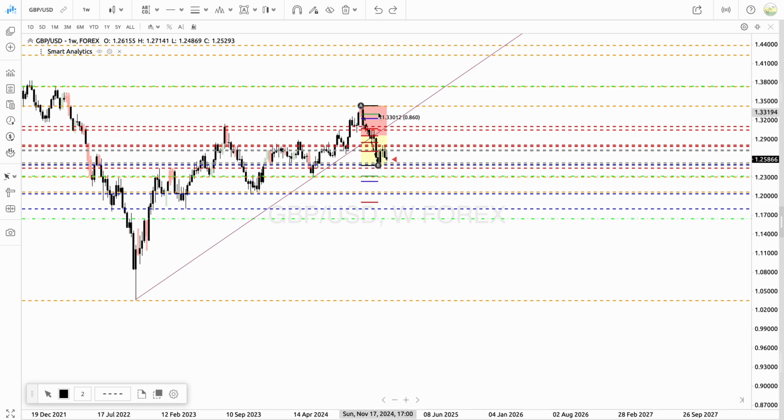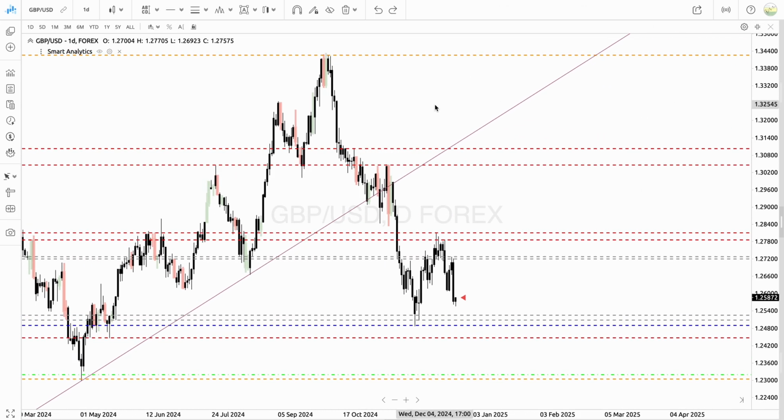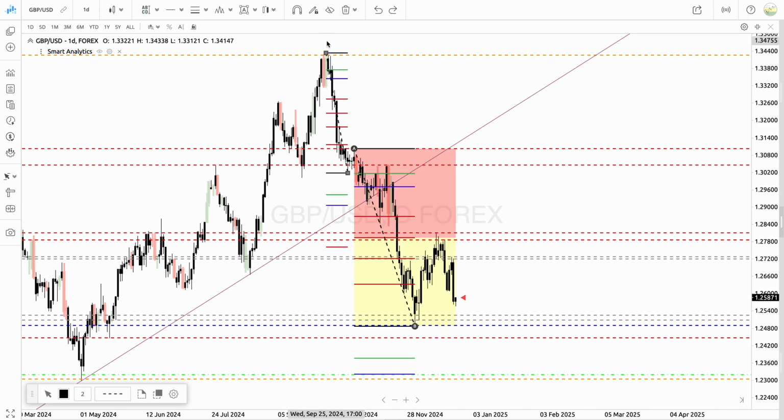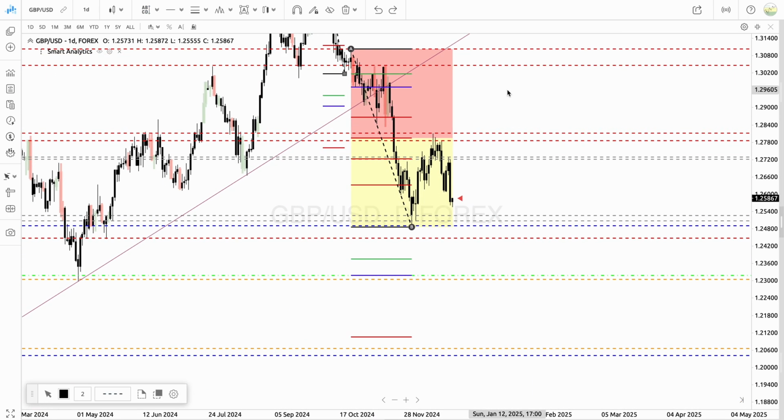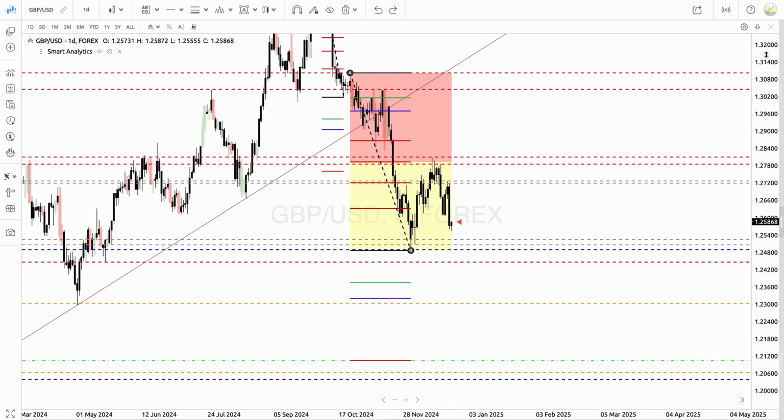So price is searching for a C on the higher time frame. So this is the weekly. I'm going to go down to the daily. And then I'm going to drop my fib. All right. So here we go. Let me move this down. So here's the setup. The setup is on the daily.